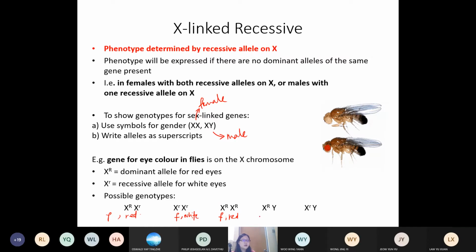And this fella is male, XY. And because of the red allele here, Y doesn't have anything. Nothing here, and that's okay, because Y doesn't have it. Only X has it. It's X-linked. This fella is red, and this is also a male, and this fella would have white eyes. So these are all the possible genotypes. This is just an example to show you how to write the genotype.